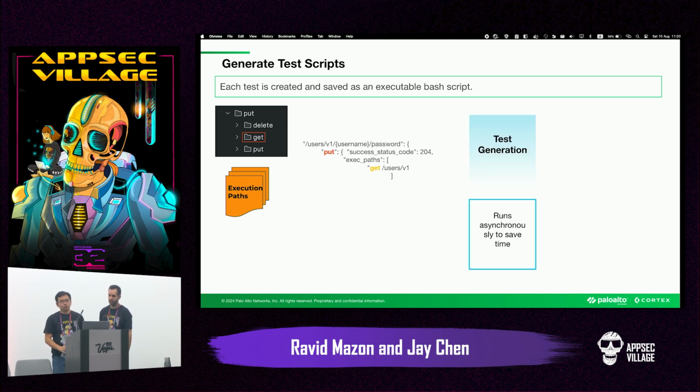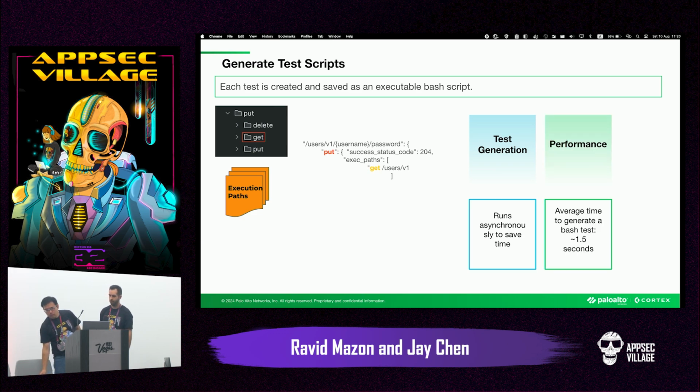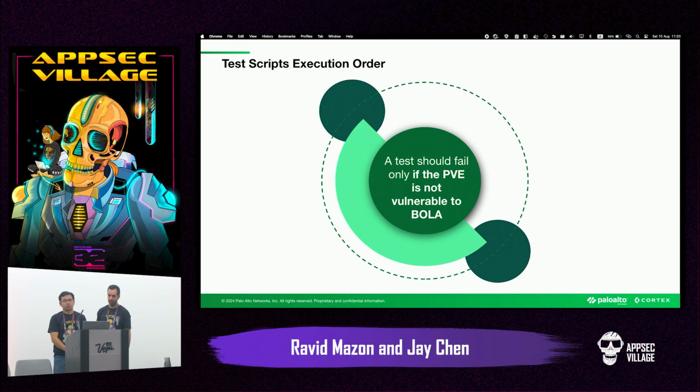And the test generation actually runs asynchronously in order to save time. And right now we averaged 1.5 seconds for each test creation. Right, so the final step would be to actually run the test script in the application.